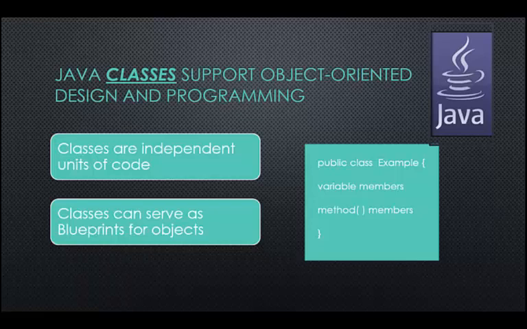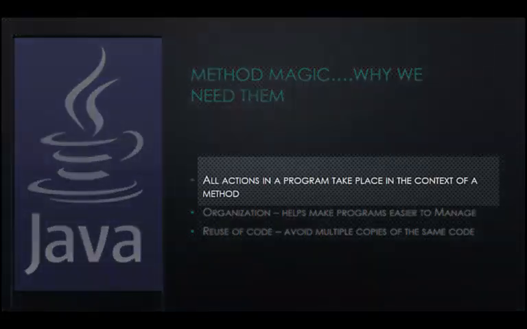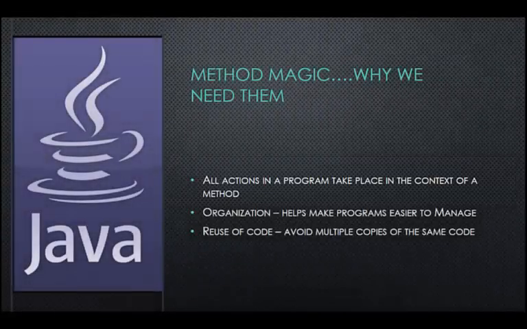However, before diving into writing classes, we need to get comfortable with methods. This is a prerequisite for writing Java classes for object-oriented programming solutions. To summarize the power of methods, we're going to consider the method magic. Why we need them? This is the way Java works. We cannot write any code instructions outside of a method. All the actions in a program take place in the context of a method.